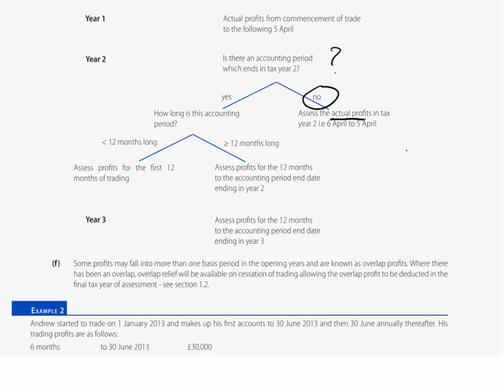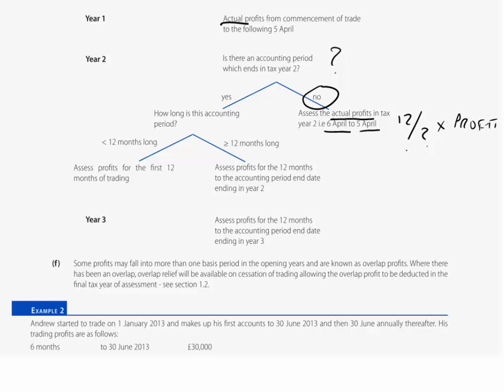The answer: the actual profits. We use an actual basis of assessment in that second year, i.e. the profits from the 6th of April to the following 5th of April. So we use an actual basis in the first year, start date to 5th of April, and an actual basis in the second year, 6th of April to 5th of April. Now, inevitably, what you'll be doing is taking 12 months out of a long opening period times the opening profit of that long opening period. That's what you'll be doing. The only question is, how long was that opening period? But the 12 months you take are the actual 12 months of the tax year, 6th of April to 5th of April.